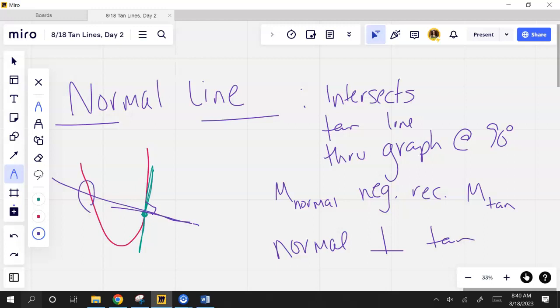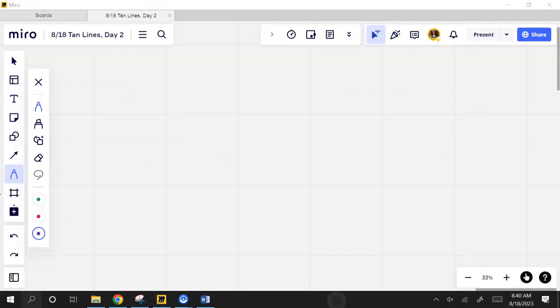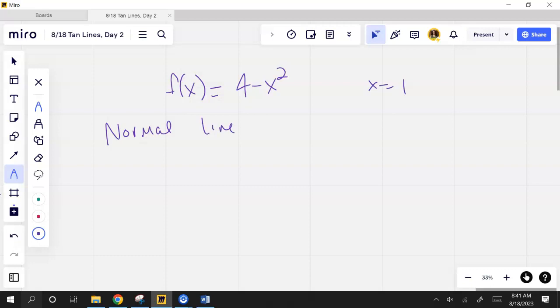All right, y'all ready to do one? Let's say f of x equals 4 minus x squared. Find the equation of the normal line at x equals 1. Ready, set, go.